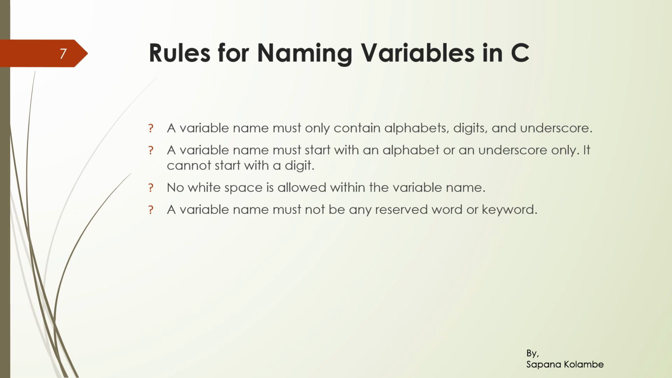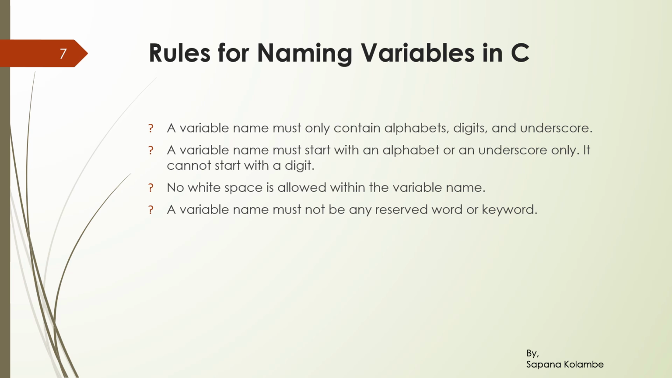Also, space is not allowed in the variable name. It means if your variable name is of two words, then between those two words the space is not allowed. If you have to use two different words, you can use an underscore there. Then the variable name must not be any reserved word or keyword.